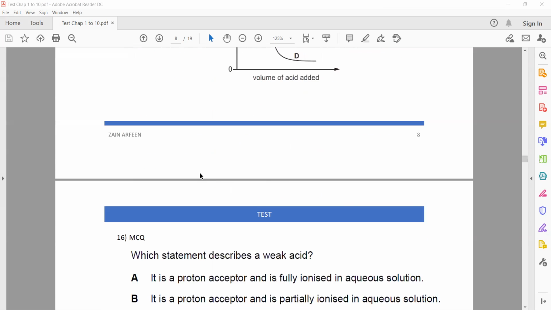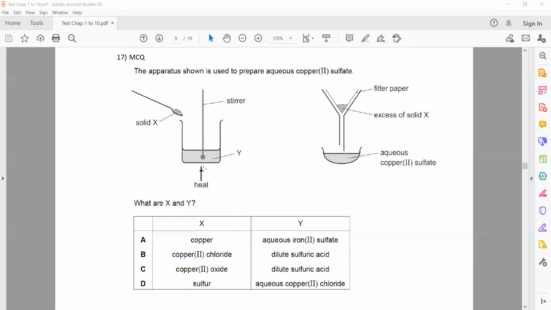Then question number 17. The apparatus shown is used to prepare copper sulfate. So we want to prepare copper sulfate solution. What are X and Y? Copper with iron sulfate. If I use copper with iron sulfate, copper is less reactive, so copper cannot displace iron from its solution. So there is no reaction between them. So A cannot be the answer.